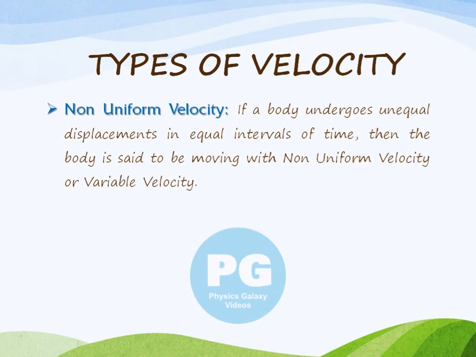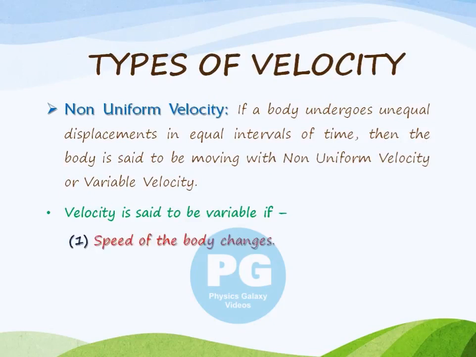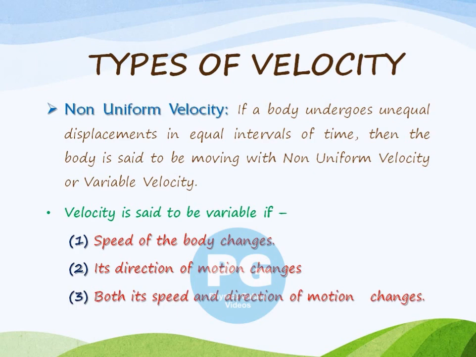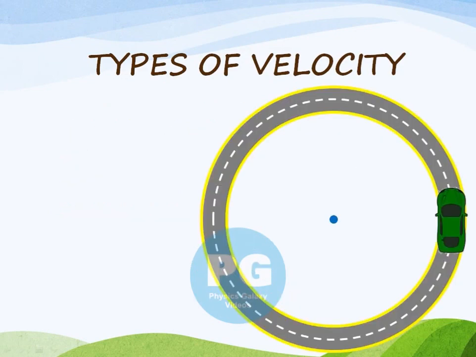The second type of velocity is non-uniform velocity. If a body undergoes unequal displacements in equal intervals of time, then the body is said to be moving with non-uniform velocity, or it's also known as variable velocity. Now let's see in which cases velocity is said to be variable. If the speed of the body changes, then the velocity is also changing. Velocity is associated with direction, so if the direction of motion changes, then the velocity also changes. And the velocity also changes if both the speed and direction of motion change.